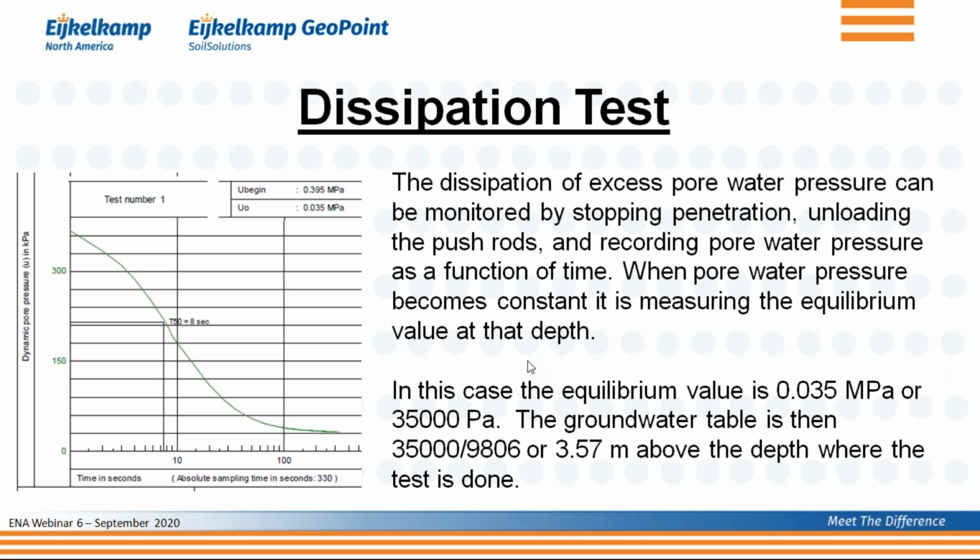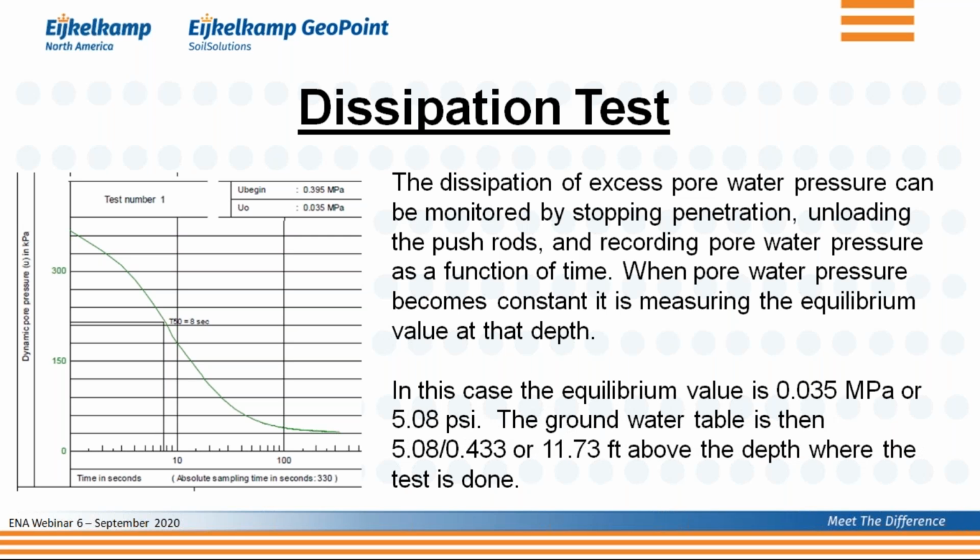Based on the numbers that I gave you before, you can then calculate that the water table is about 3.57 meters above where this test is done. And if you're more familiar with inch-pound units, the 0.035 megapascal is about 5.08 psi. If you divide it by 0.433, then you know that the water table is about 11.73 feet above where the test is done. So with that, we can now figure out where the water table was.